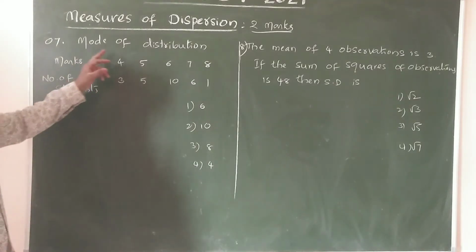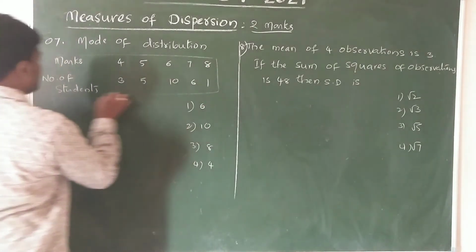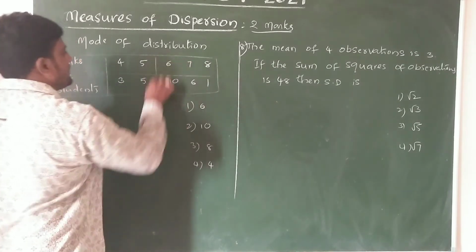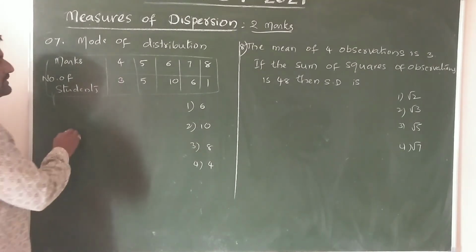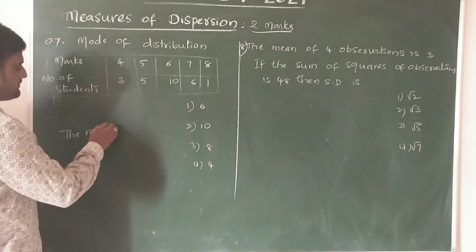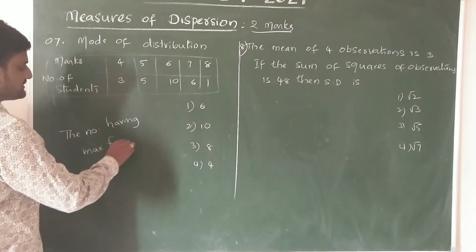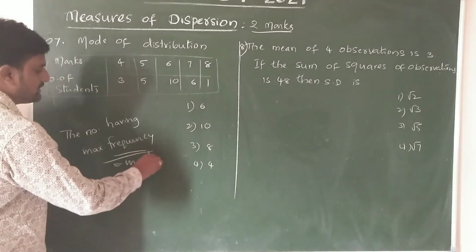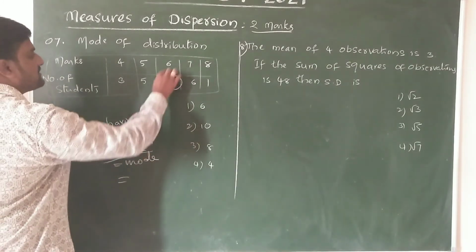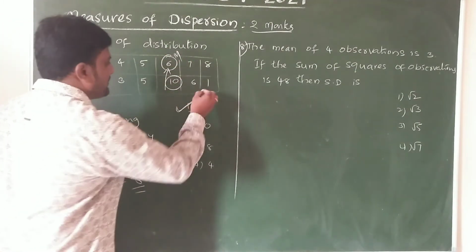The next problem is the mode of a distribution. Now here it is a distribution. What is the mode of the given distribution? Simply, the number having maximum frequency is called the mode. Okay, now the mode is nothing but the maximum frequency. Now this is the mode, okay, 6. Our option is the first one.